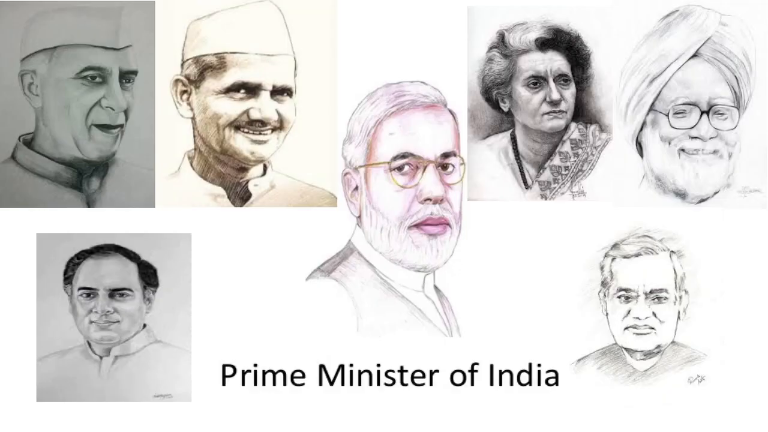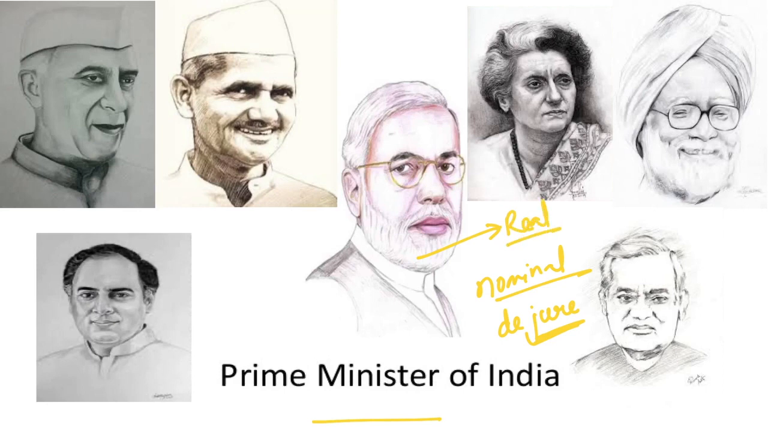In this session, we are discussing the Prime Minister. Our constitution has provided us the parliamentary system of government. The president is said to be a nominal executive authority, which is also called the de jure executive. And the Prime Minister is said to be the real executive authority, which is called the de facto executive. We can say that the president is head of the state and the prime minister is head of the government.